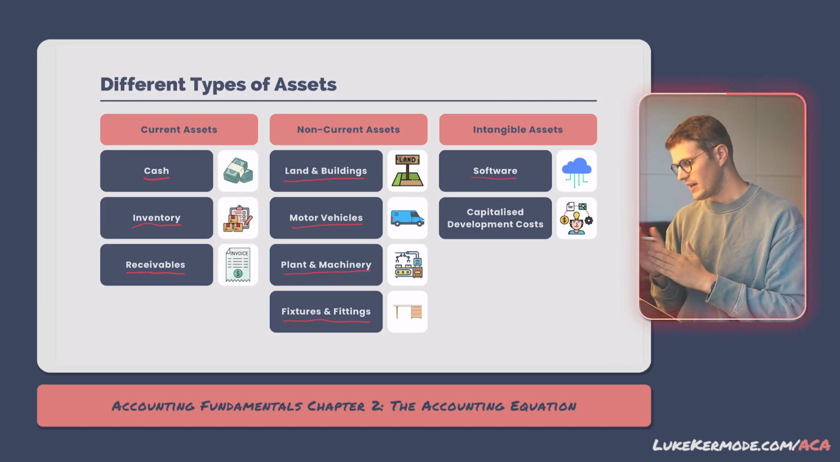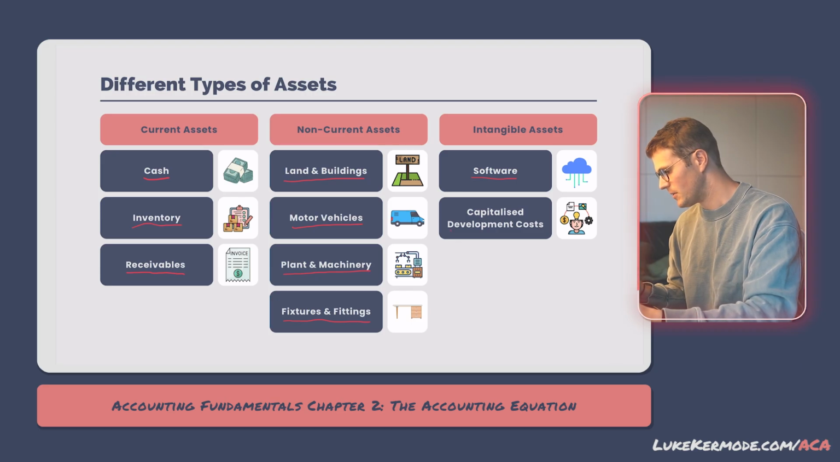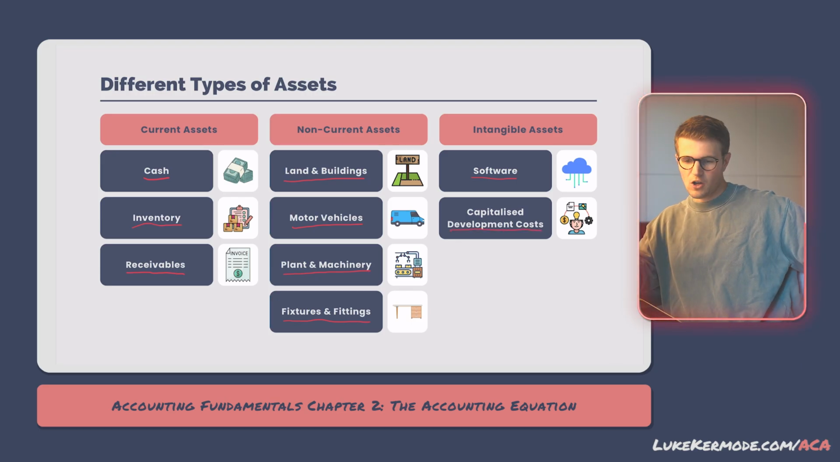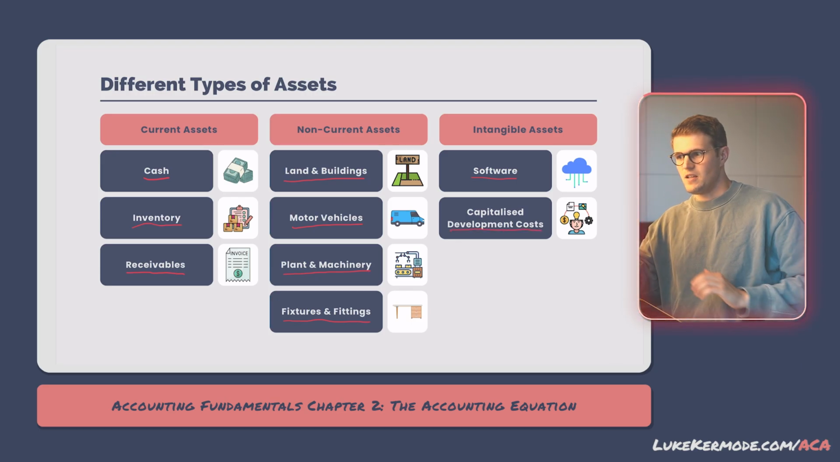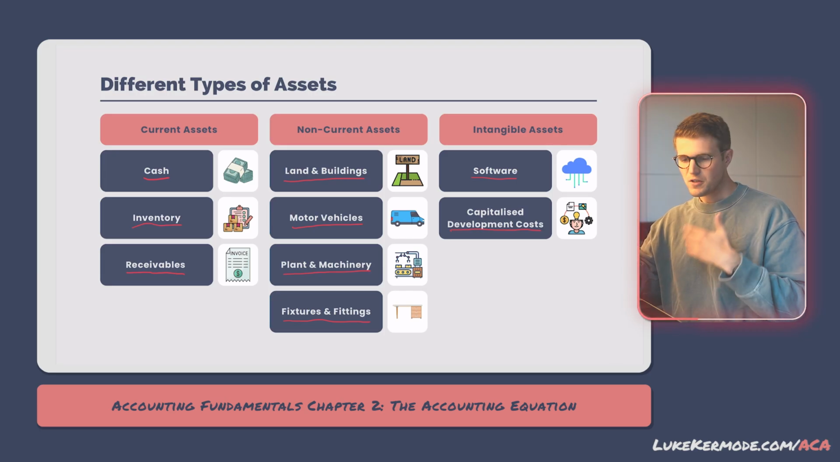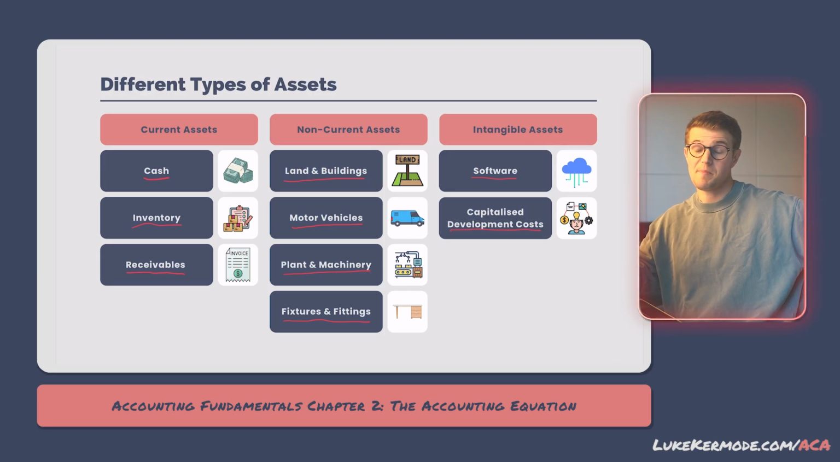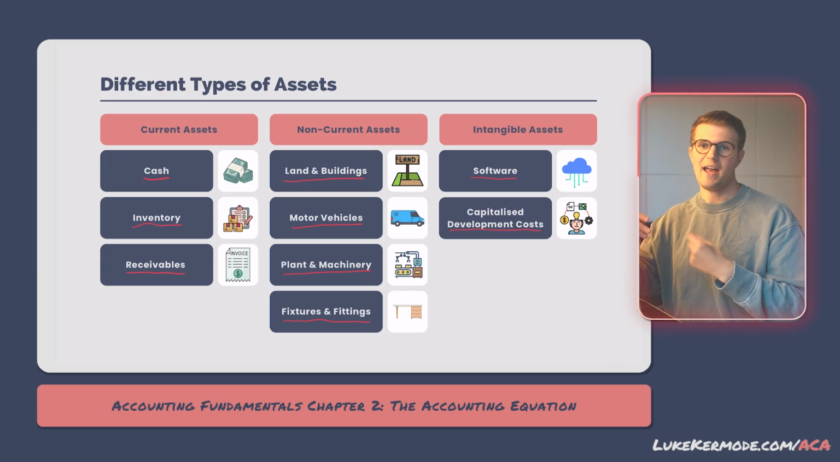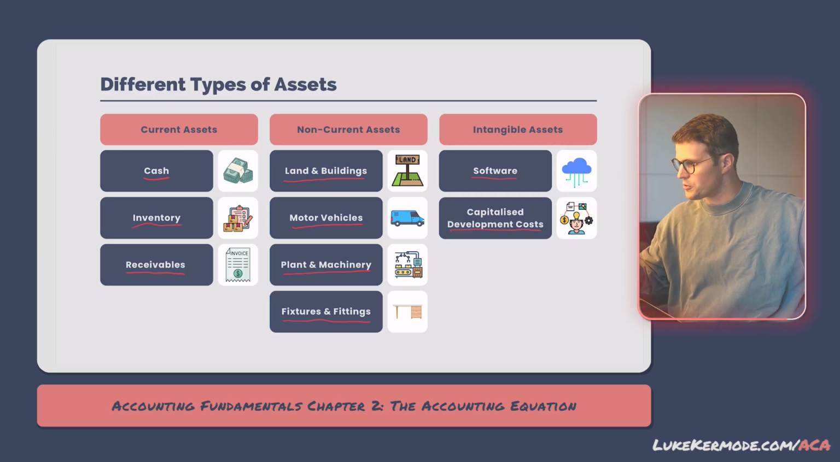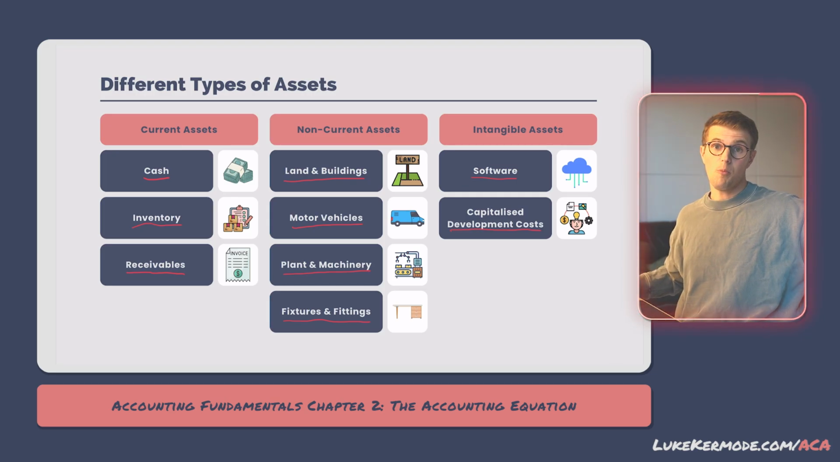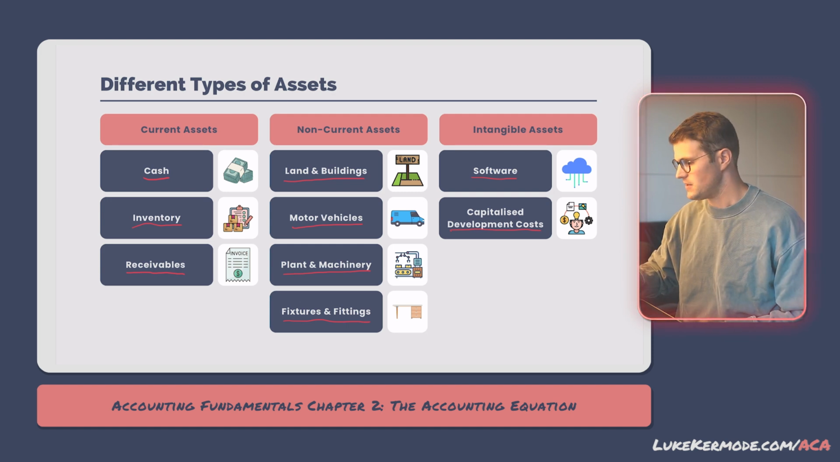We also have capitalized development costs. These are the costs that the business has spent on creating a new product, service, or systems that are expected to deliver future economic benefits. So these examples should hopefully help illustrate the different types of assets used by businesses.